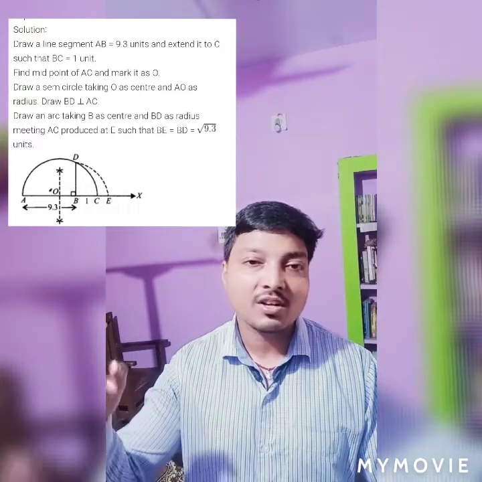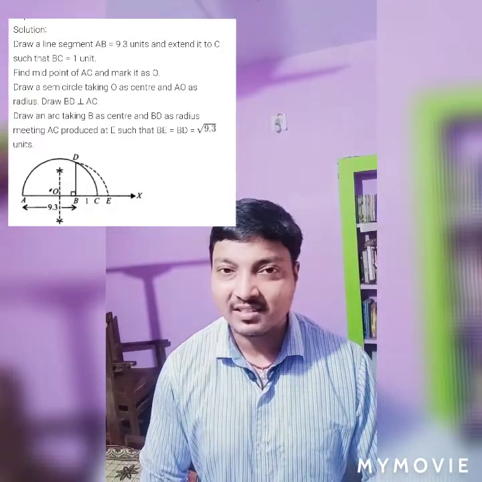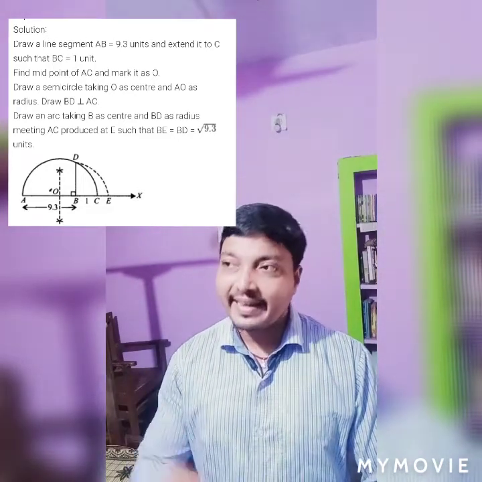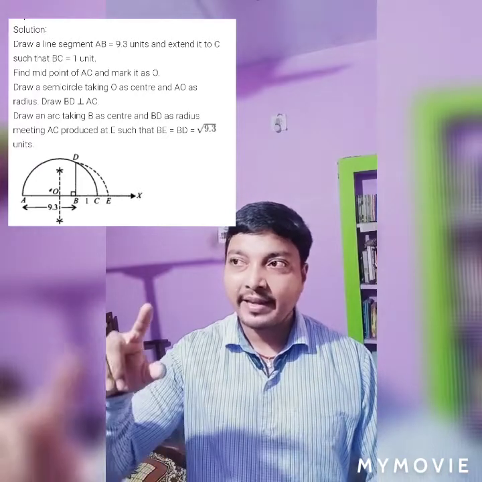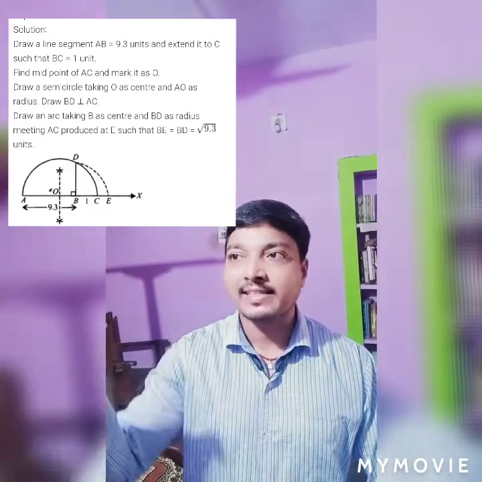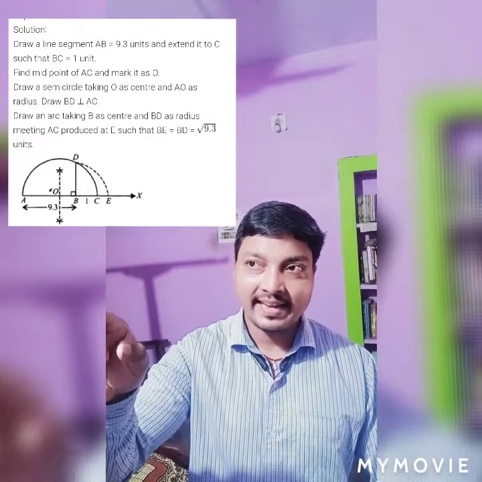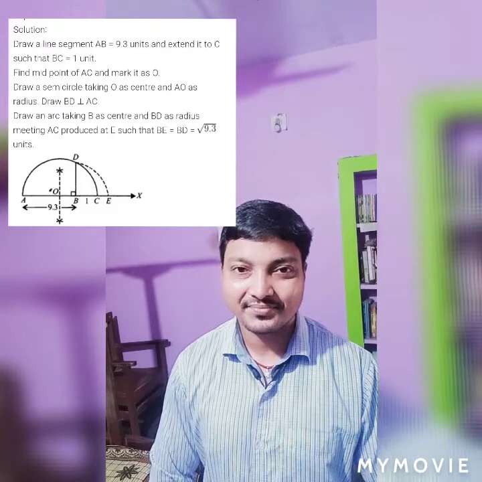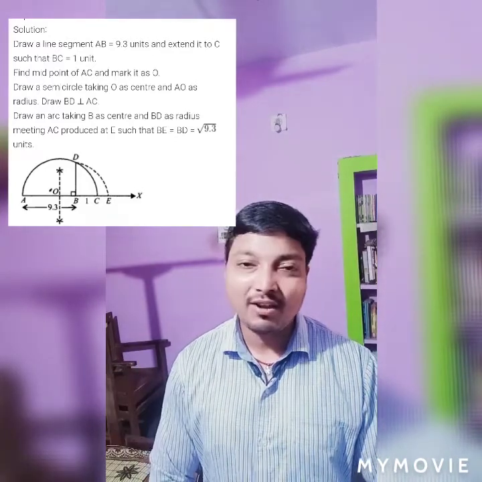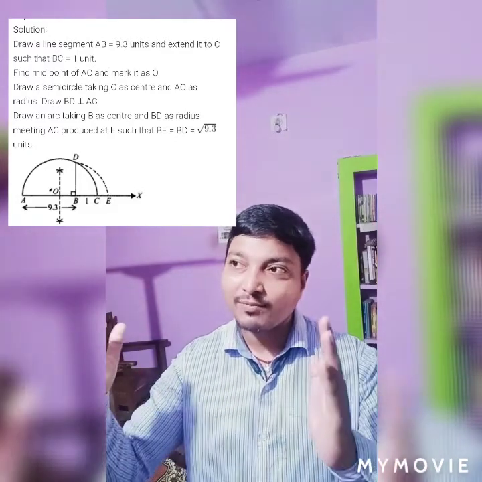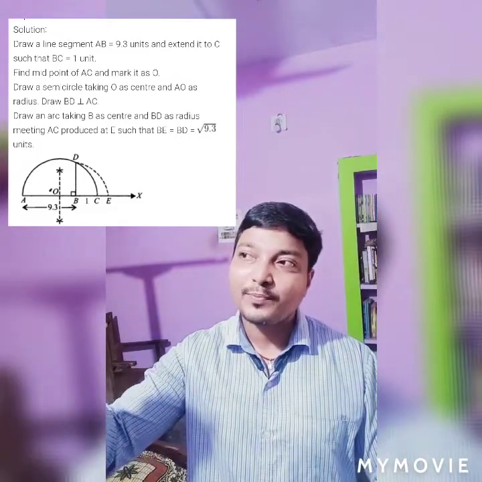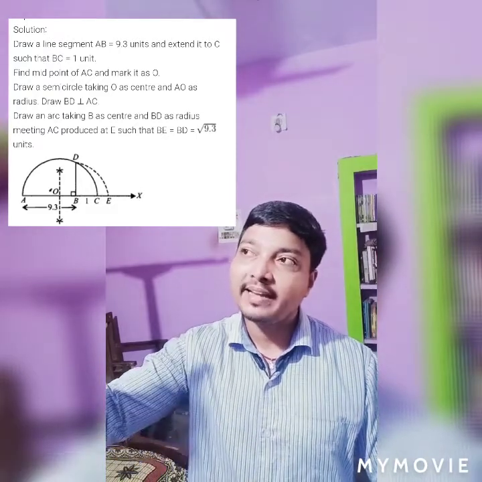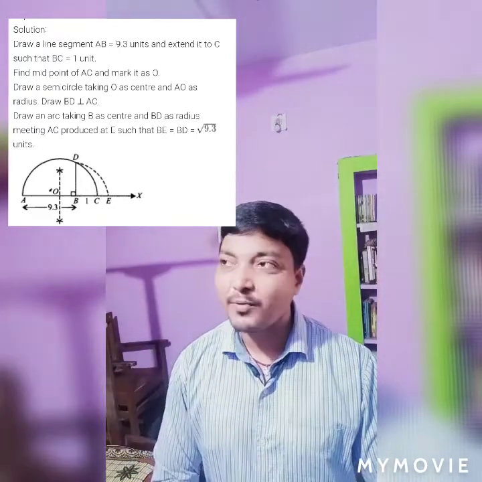How to find the midpoint of AC? By construction, you can draw the perpendicular bisector. The point where the perpendicular bisector bisects is our O. Take O as the center and AO as the radius, and draw a semicircle where one extreme point is A and the other extreme point is our C.